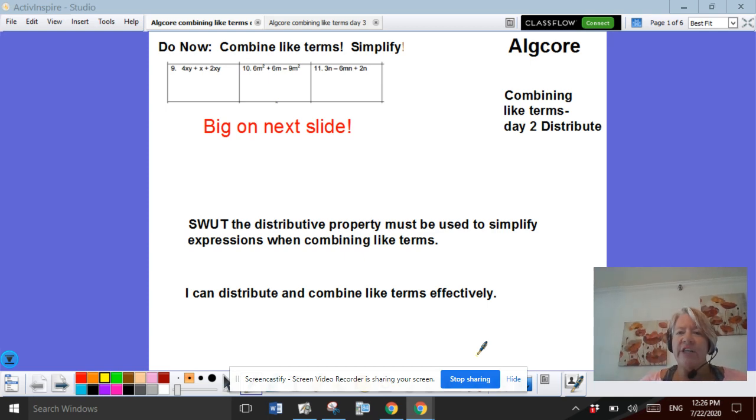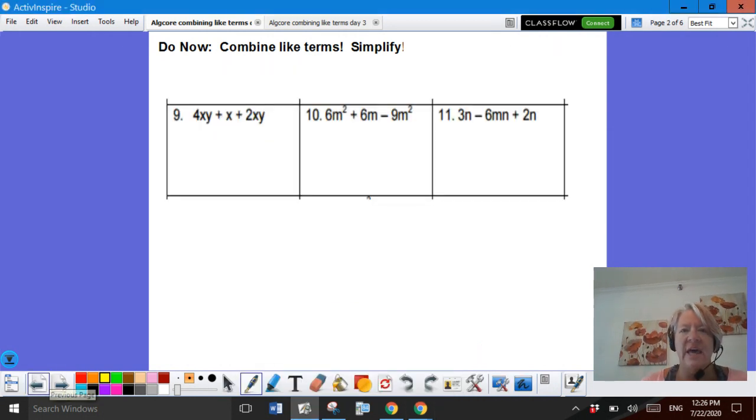All right, so we're going to continue working on combining like terms and distribution today. Let's go ahead and move to this slide, and I want you to combine like terms. Figure out who actually gets to go first when you write them in order. So combine like terms. I'll catch up with you.